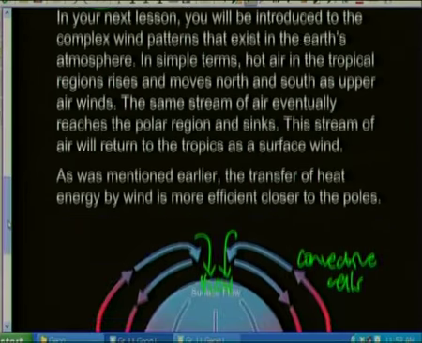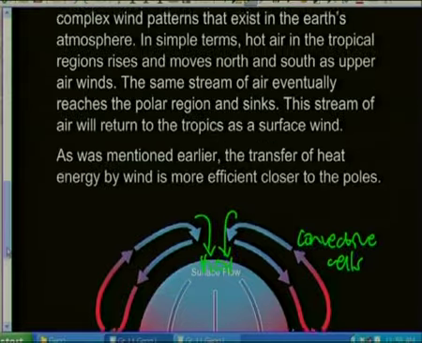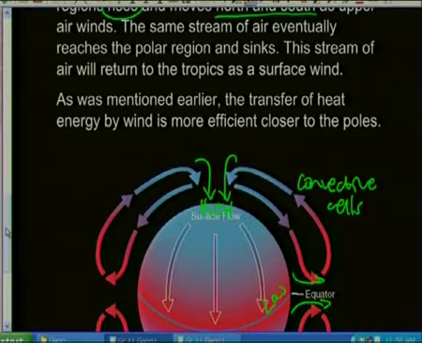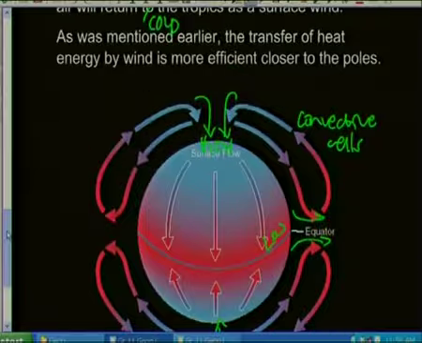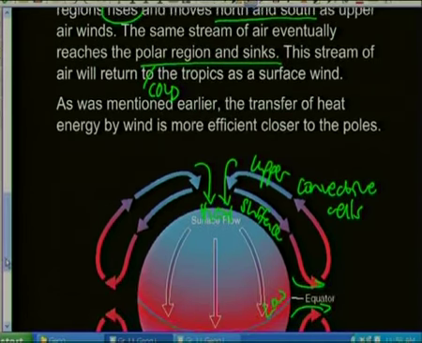In your next lesson, you will be introduced to the patterns that exist in the Earth's atmosphere, which is related to the height that I spoke about in that chapter. But it's helpful to think that air in the tropical regions rises and moves north and south as it goes in the upper atmosphere as wind. The stream of air eventually reaches the polar regions where it becomes cold. Polar, okay, right. This stream of air will return to the tropics as surface winds, whereas up here we've got upper atmospheric winds, these are surface winds. Right, so we'll talk about those in the next lesson.